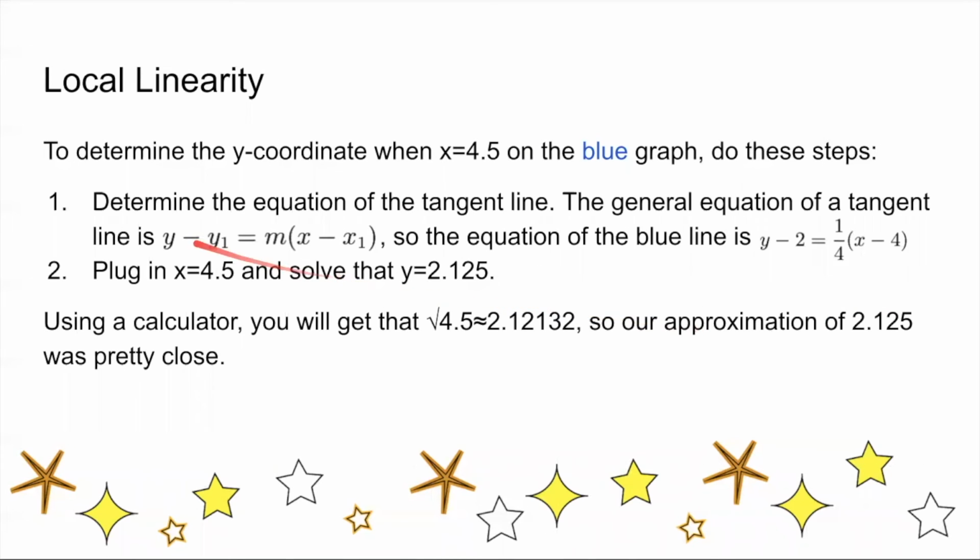Well, the first thing is you need to determine the equation of the tangent line. The general equation of a tangent line is y minus y1 equals m times x minus x1. And y1 and x1 are the point where the tangent line goes through. So in this case, this would be 4 and this would be 2. And then m is the slope. We know that's 1/4. All right, so we get this right over here is the equation of the tangent line.